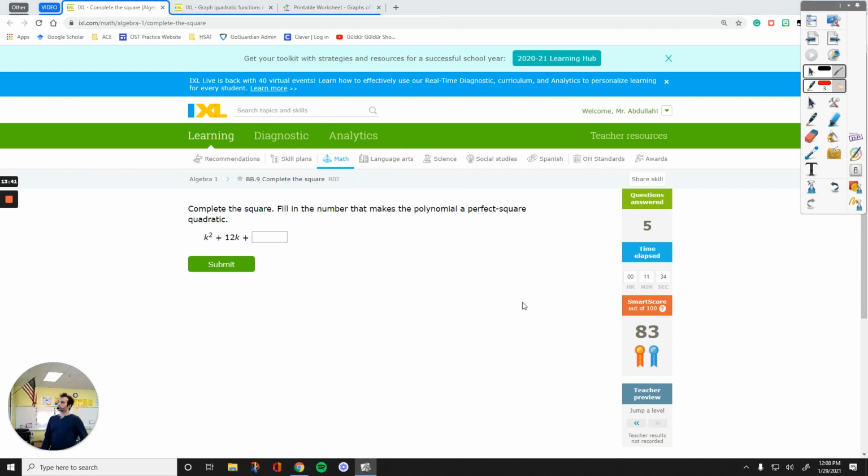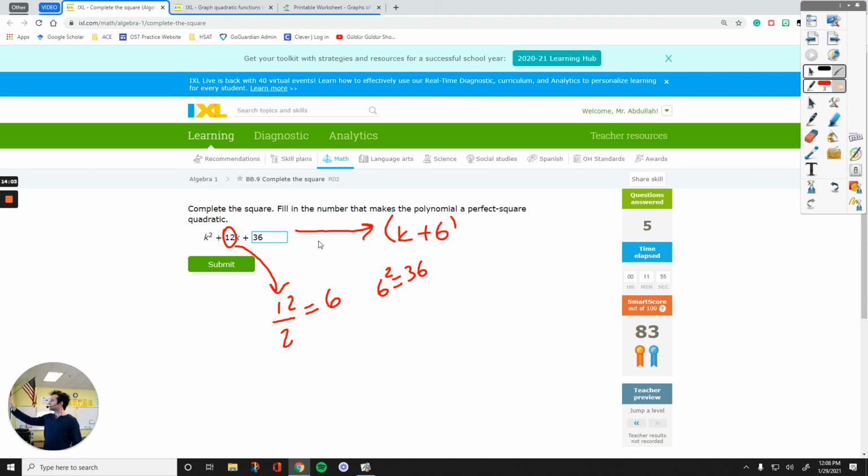Let's do this one. Complete the square. It's the same kind of question. Divide this by 2. That gives you 6. And then square that number. The last number is going to be 36. So the box is going to be 36. And if it says, what's the square form of this? Then it's K plus 6 squared, because 6 times 6 is 36, K times K is K squared, and the sign in between goes right there.